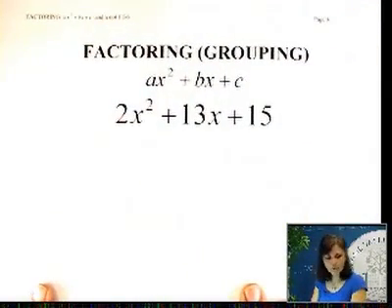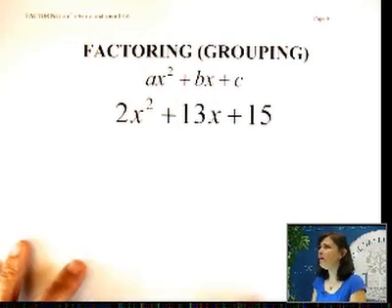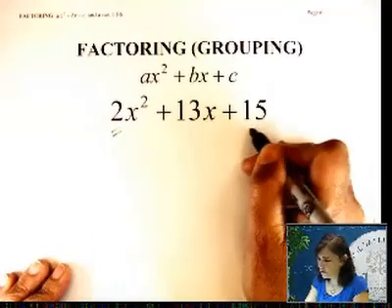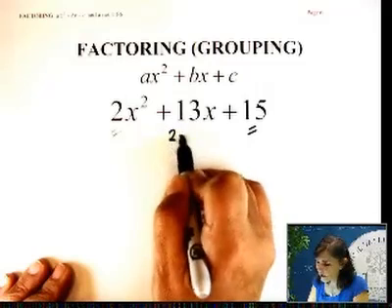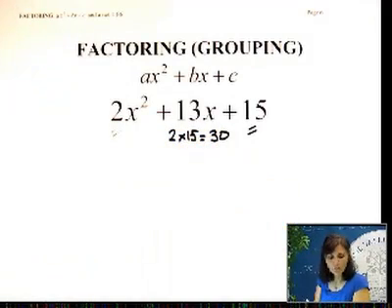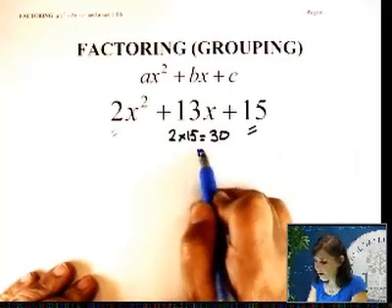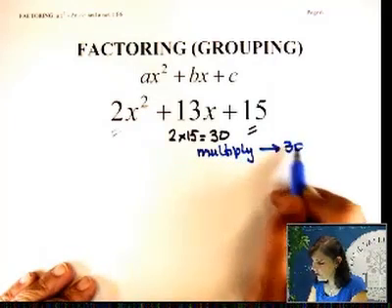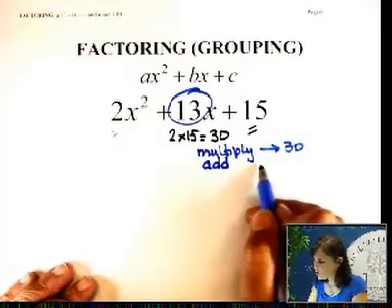Okay, now I'm going to do grouping, and I'll show you how grouping is done. It's a pretty simple method, and it's beautifully done. This is how you do it. You look at your leading coefficient, and you look at your constant. You multiply them out. 2 times 15. That's 30. Now, you think of two numbers. When you multiply, it needs to give you 30. When you add, it needs to give you that middle term's coefficient.